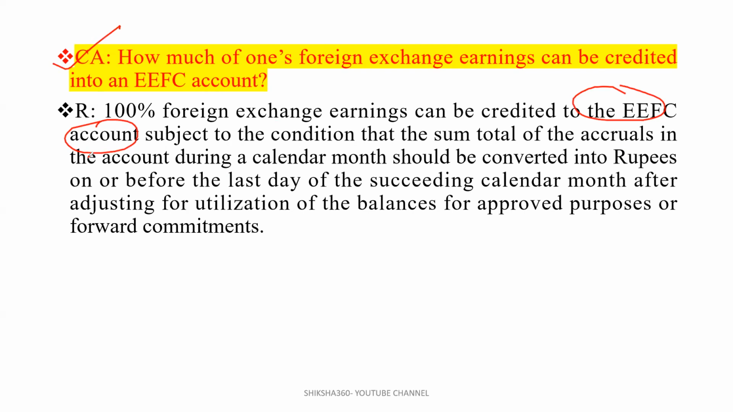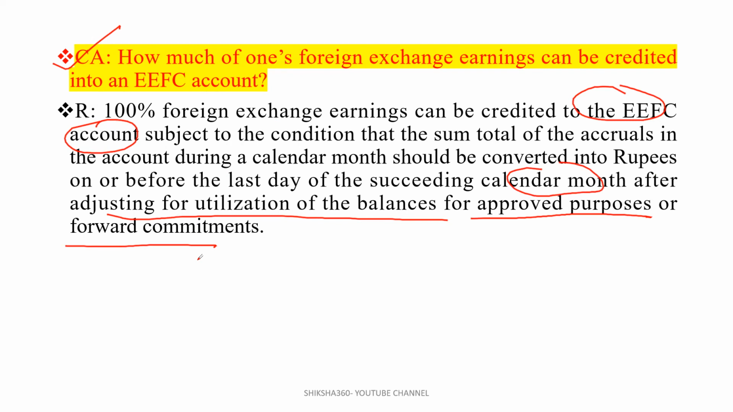On or before the last day of the succeeding calendar month, that is the upcoming month, after adjusting for utilization of the balances for approved purposes or for forward remittances. What is the meaning of that? The money will be converted into rupees, not a big issue.